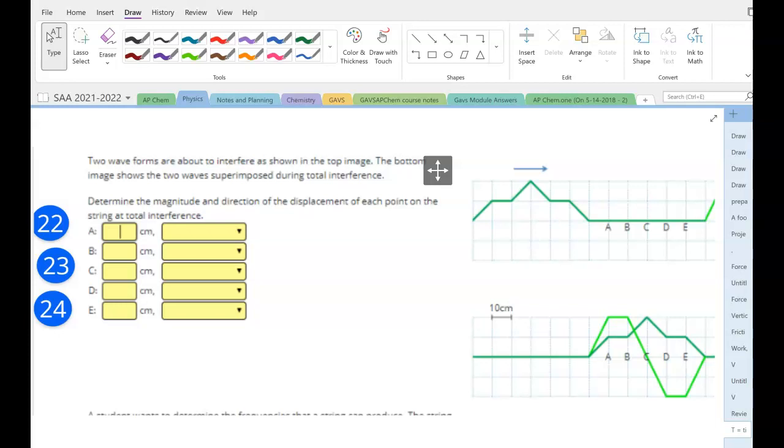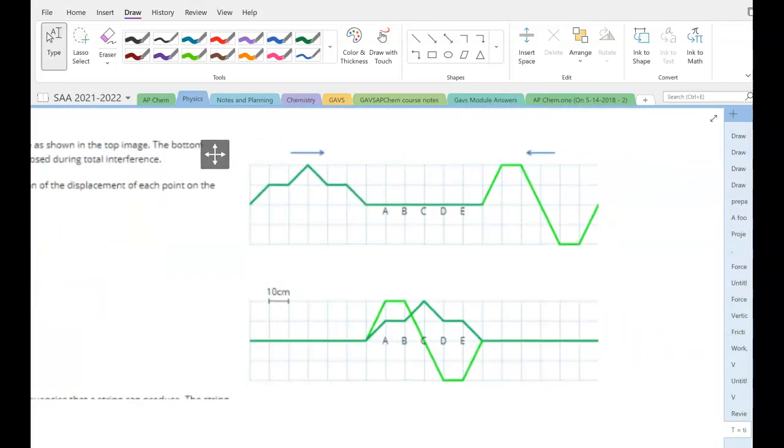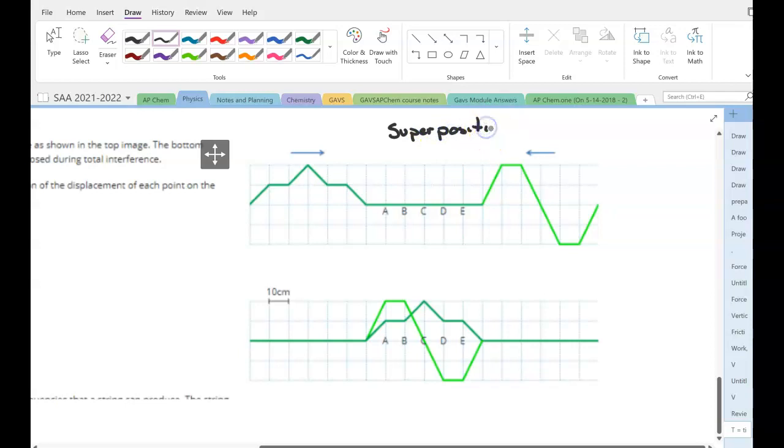For 22 through 24, you have two waves that are traveling in the same material but in opposite directions. And they're going to undergo superposition. And the concept there is that the amplitudes are additive here. So we take a look at the second picture and we see that the dark green wave has this point reaching A. At the same time, the light green wave has this point reaching point A.